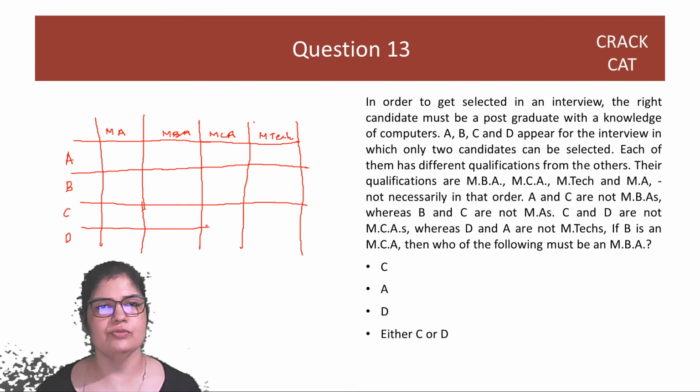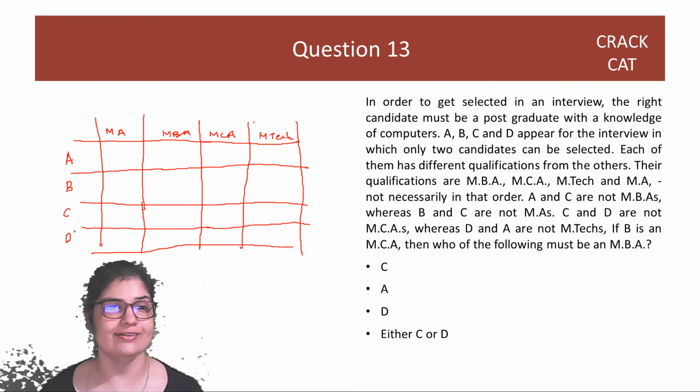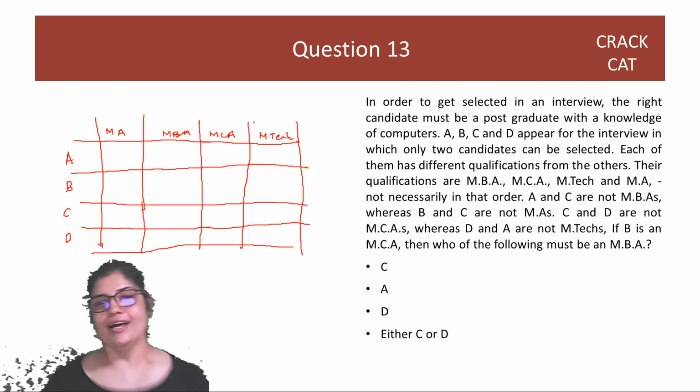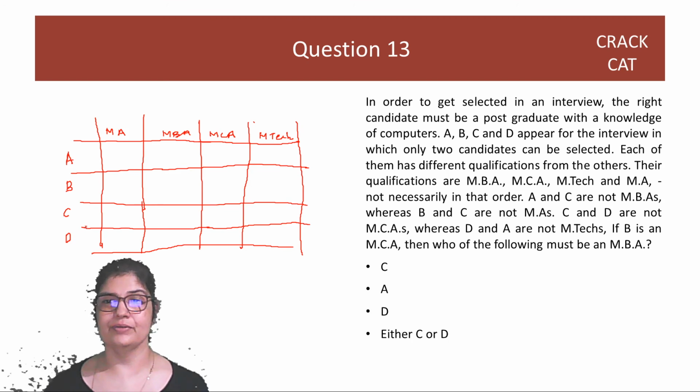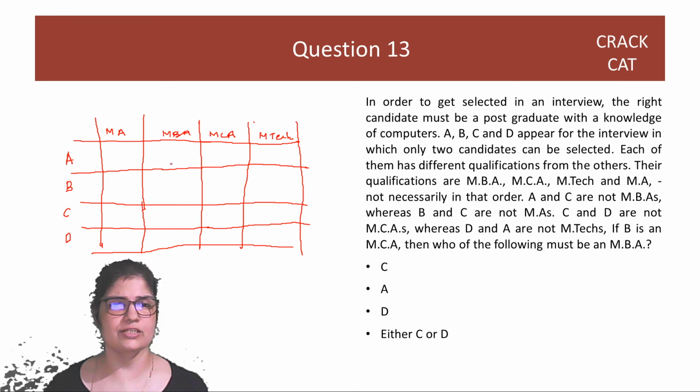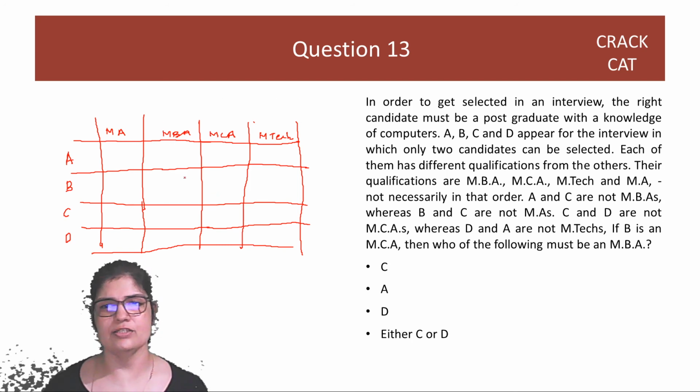It's not a beautiful table by any standards, but it will serve its purpose. That's important, right? Okay. So what do we have? A and C are not MBAs. So see, now it's very quick. I mean, you don't need to do the grid, right? If you do this fast-paced enough, you can just quickly write these A, B, C, D, MA, MBA, etc. and then just start your work.